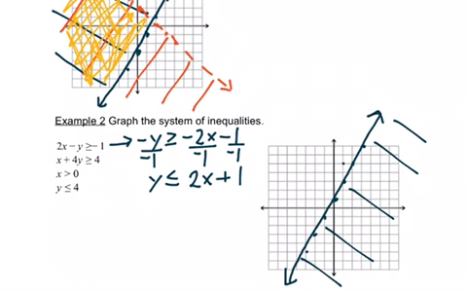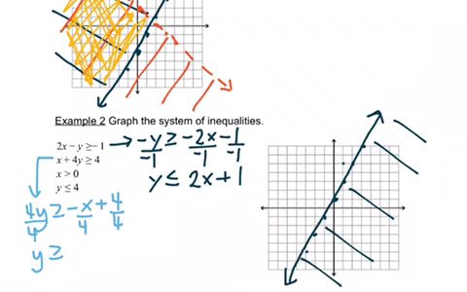Next equation, I have to move that x over, so I'm going to get 4y is greater than or equal to negative x plus 4. And I have to divide by 4. Now, I'm dividing by a positive 4, so I don't have to worry about doing anything with that inequality symbol. I'm still going to have y is greater than or equal to negative 1/4 x plus 1. I'm going to go up to 1.